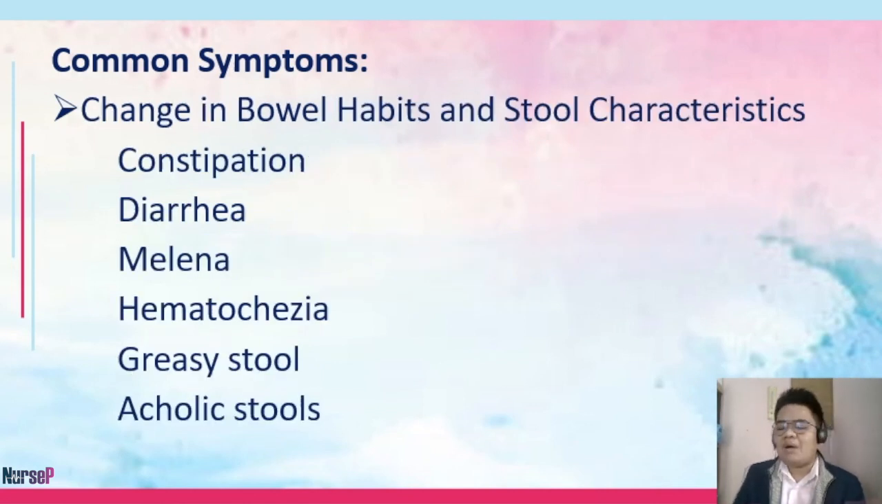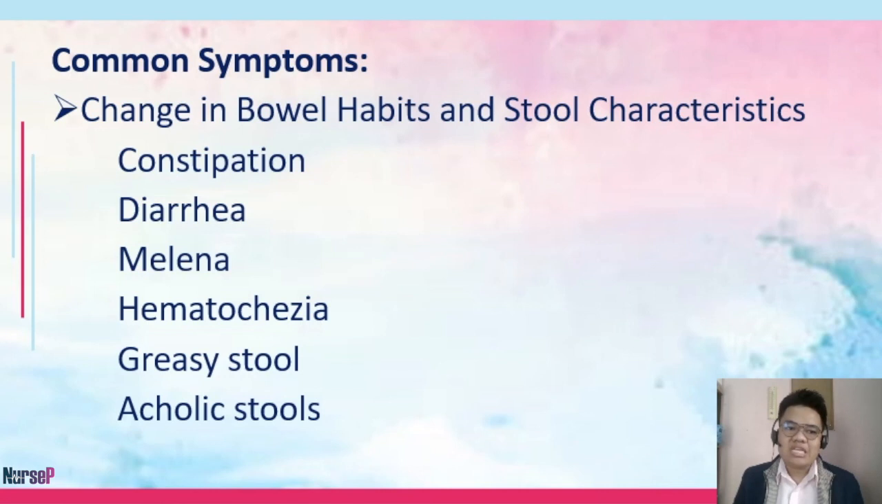Then, change in bowel habits and stool characteristics. We need to find out if our patient is experiencing constipation or diarrhea. If our patient is experiencing constipation, it will be about time to ask about the fiber intake of our patient. If our patient is having diarrhea, we need to ask about the presence of pain, whether it is cramping, and then we need to check for the concurrence of nausea and vomiting. Diarrhea with nausea and vomiting would be an indication of acute gastroenteritis. Highly, there will be an indication of infection.